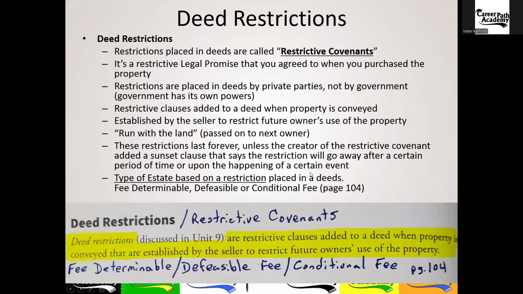All right, and then deed restrictions. These restrictions placed in deeds are called restrictive covenants. It's a restrictive legal promise that you agree to when you purchase the property. That's what a covenant is. Restrictions are placed in deeds by private parties, not by government. Government has their own powers on how they could restrict how you use your property, but deed restrictions are placed in properties by private parties, not by government.